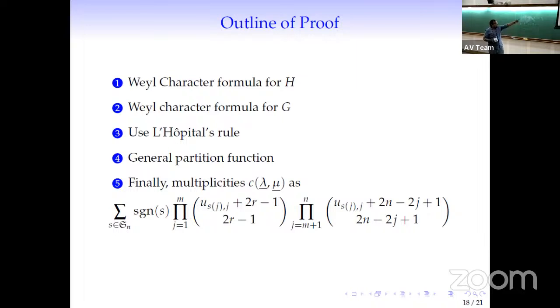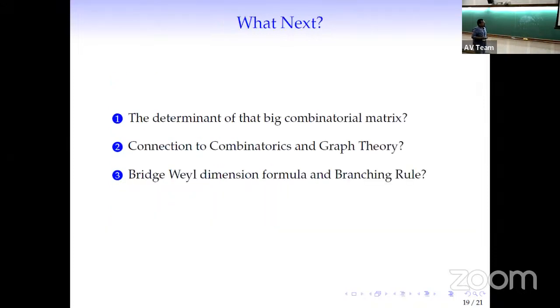This formula is a summation over S_n, sign of sigma, and then a product of n minors. So the first m minors are coming. Here 2r minus 1, 2r minus r is n minus m. So it's matching with our entry. For the first m columns, these k_i's are fixed, but here they vary. So this comes as the multiplicity C_{lambda, mu}.